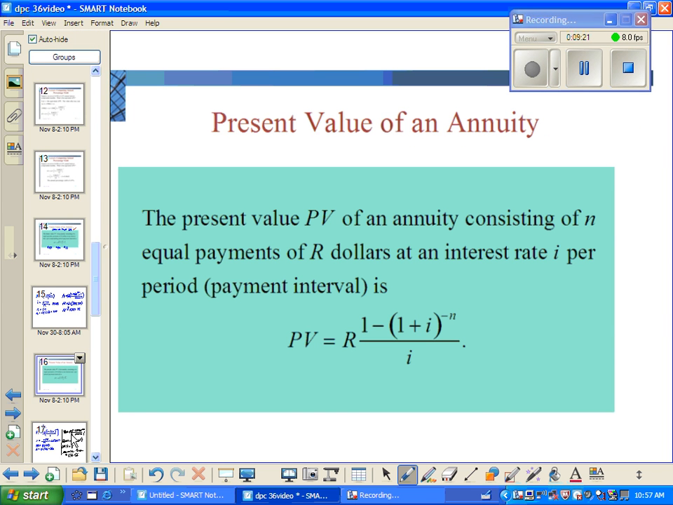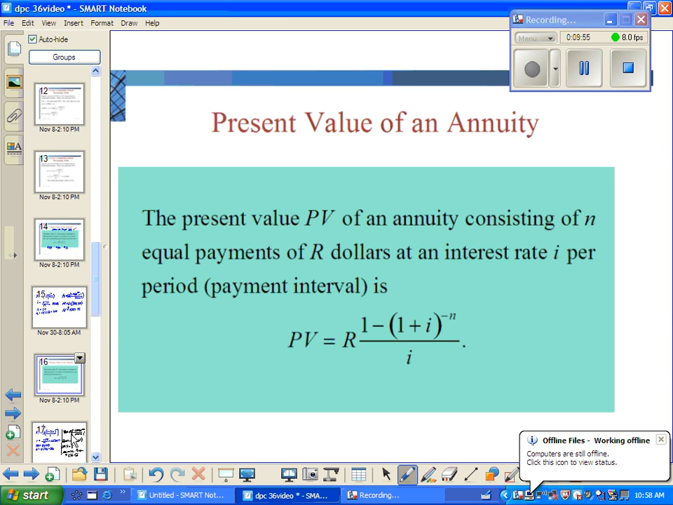Another formula that we'd like to take a look at is what we call the present value of an annuity. What that means is something like this. Let's suppose I want to buy a house. When you buy a house, most of us don't have the money to pay cash, so we need to take out a mortgage. That means we promise to pay a certain amount each month to pay off the house. Obviously, there's going to be interest involved.